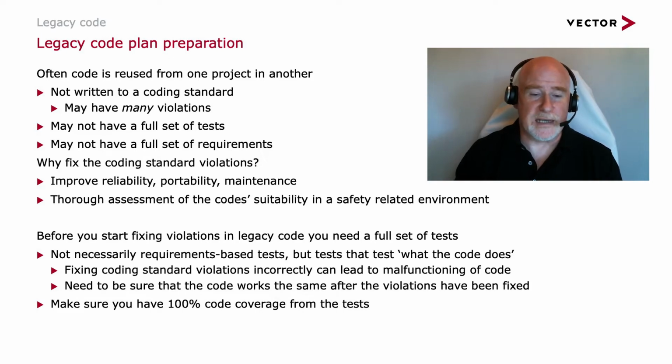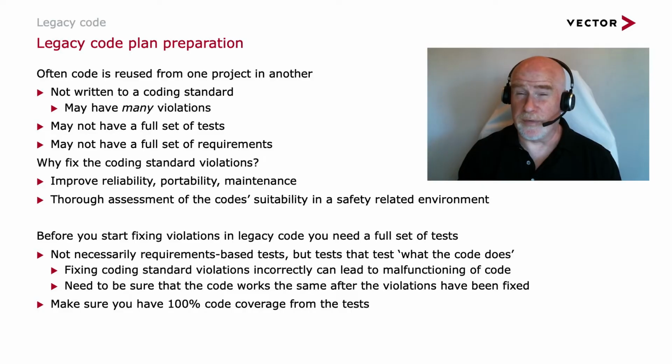But before we start fixing anything in legacy code, we really need a full set of tests. Not necessarily requirements-based tests, but tests that show the code does what the code does. So, for example, VectorCAST ATG can generate tests to go down every path in source files and then set the expected values based on the actual values. So this really gives a fingerprint of what the code does. And this is important because if we go and fix coding standard violations, we can rerun those tests and be sure that we haven't changed the functionality of the code.